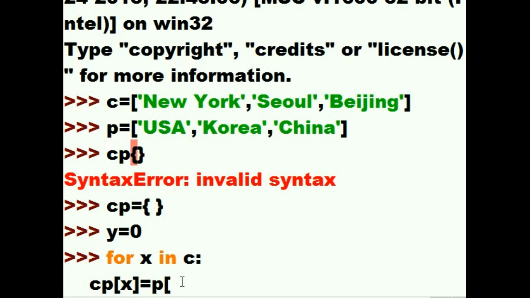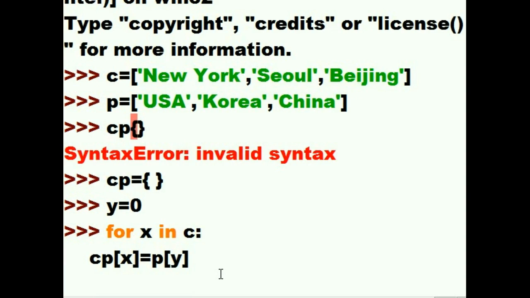Not 0, but I can say Y. Y, as you can see over here, is equal to 0. P's Yth element, USA, is now mapped as a value to CP's X key, New York key. Now I've got my first key value inside the dictionary. Next I'm going to increment the Y value. Y equals Y plus 1.